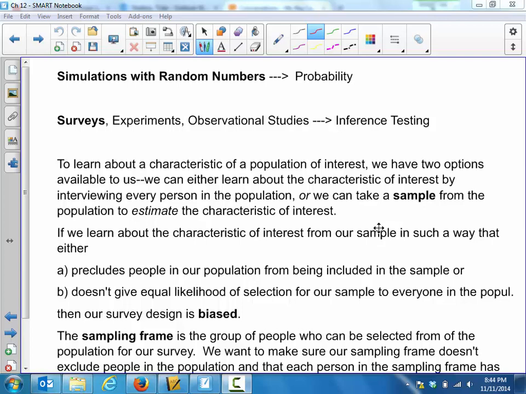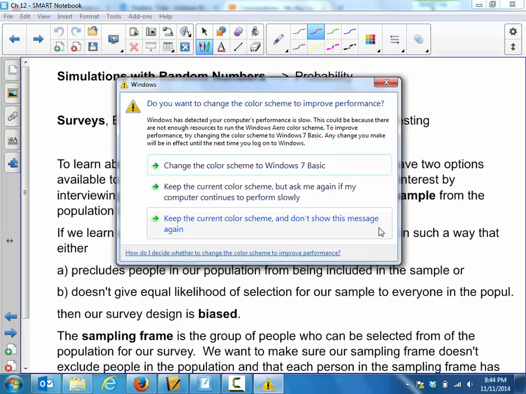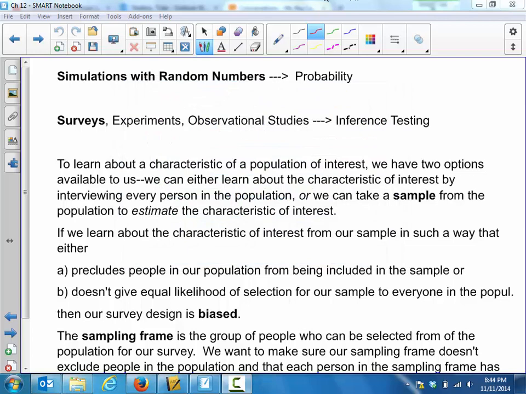Today we're going to look at surveys. We're going to talk about surveys some. We will get to, in chapter 13, experiments and observational studies both. Surveys, experiments, and observational studies, those three ideas lead to inference testing, which is powerful. Inference testing is maybe some of the most powerful stuff you can do in statistics. Surveys, experiments, and observational studies all focus on, and this is why they foreshadow inference testing, learning about a large group, which you would call a population.